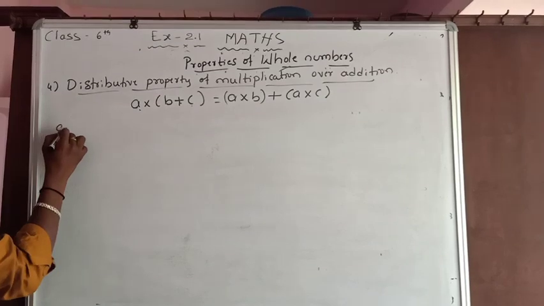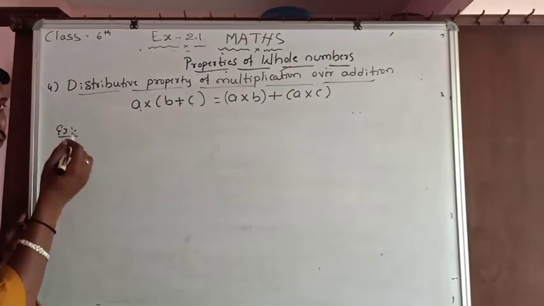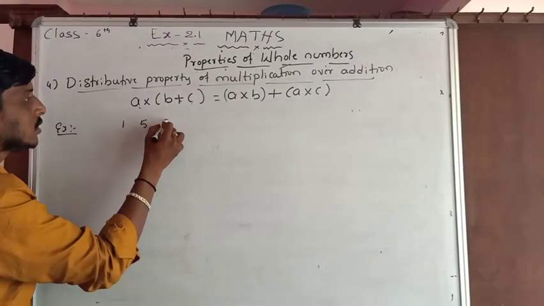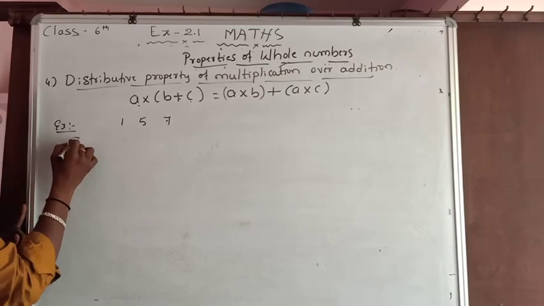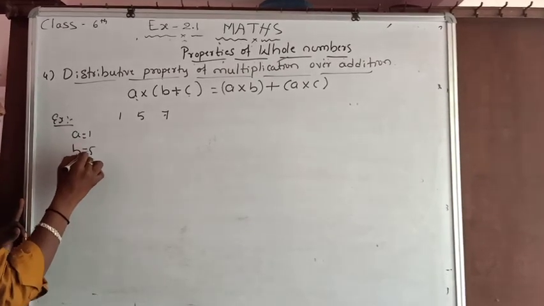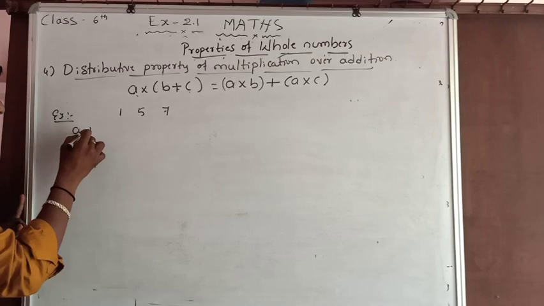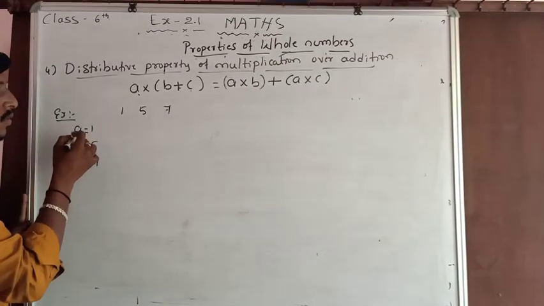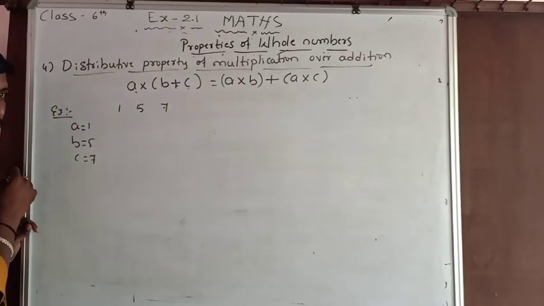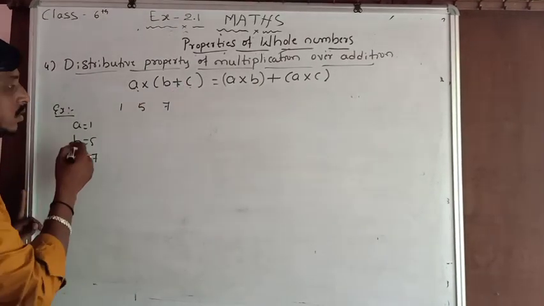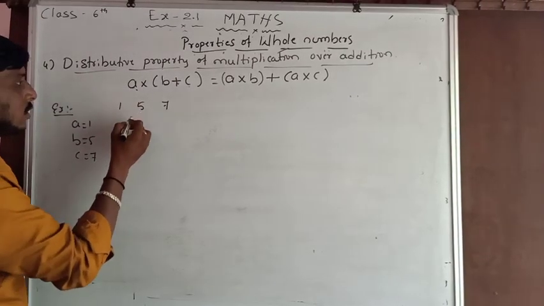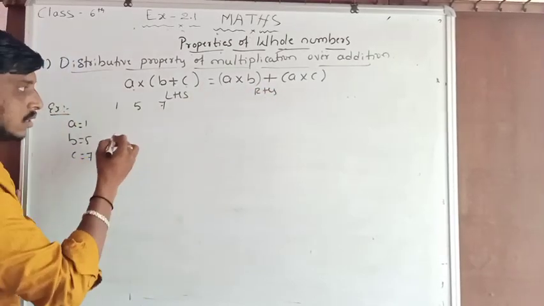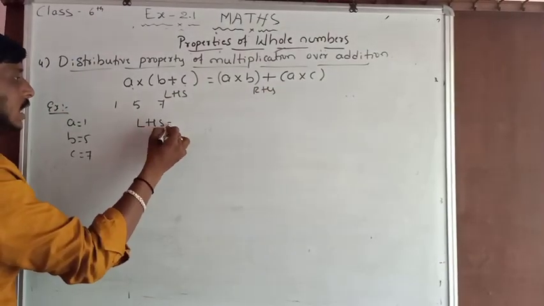Here I will take some example. You can take any three whole numbers, but for your convenience I will take small numbers: A value 1, B value 5, C value 7. Understanding the concept is important, not the numbers. Here this is LHS and this is RHS. Again same calculation. First I will start from LHS, left hand side.